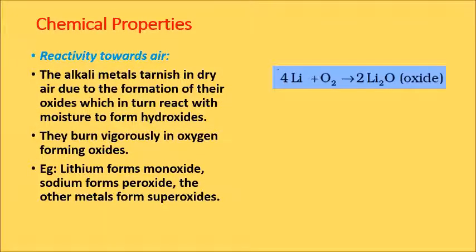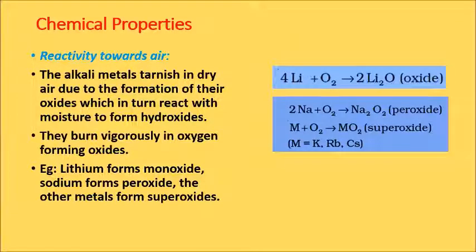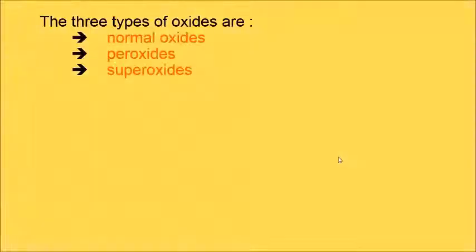In the form of equation, lithium plus oxygen gives you Li2O, which is a monoxide. If sodium reacts with oxygen, it gives you a peroxide. The formula can be Na2O2. Then the last one is superoxide formation. That is, metals like potassium, rubidium and cesium react with oxygen to form superoxides. So this way the three different forms of oxide formation are there.